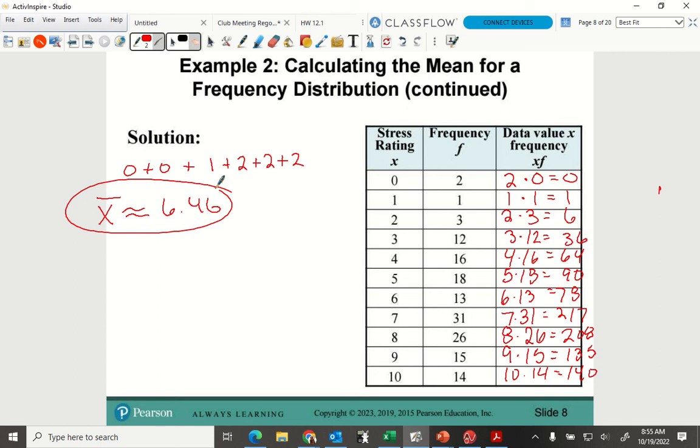So on average, since this is dealing with stress, they rate themselves 0 to 10 about 6.5. That's how much stress they're having, right? Is that what you guys are feeling right now? Yeah. Is this difficult?